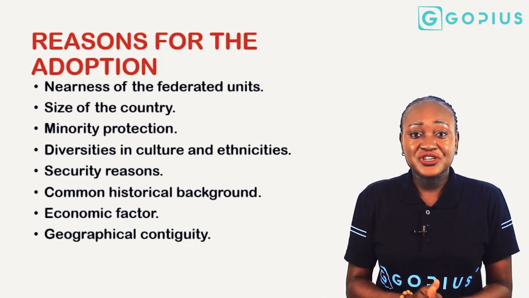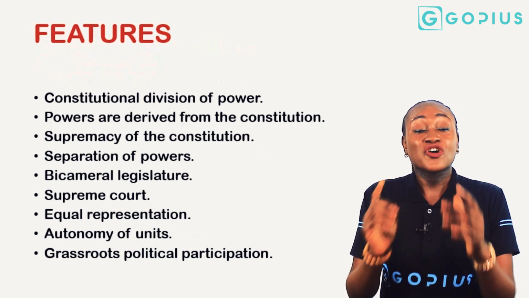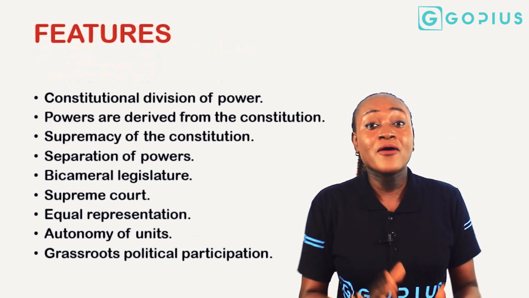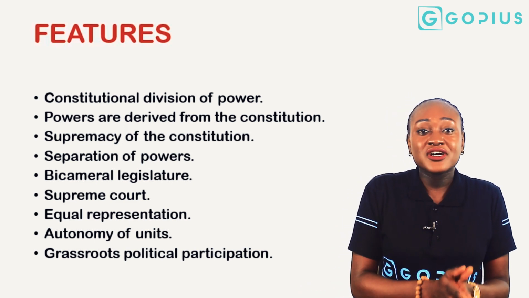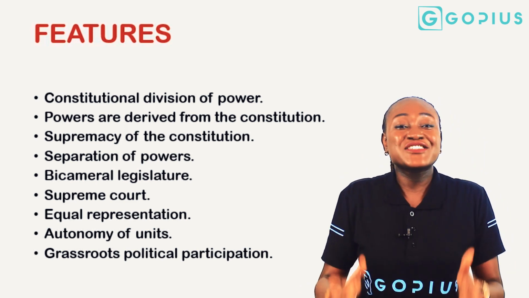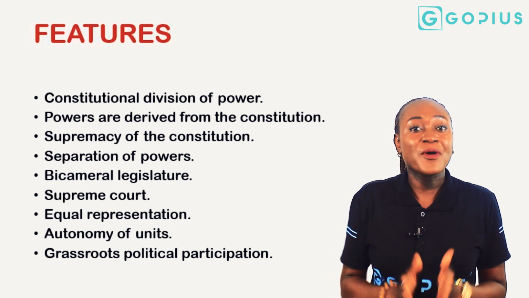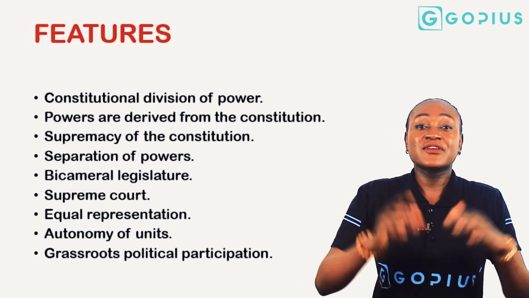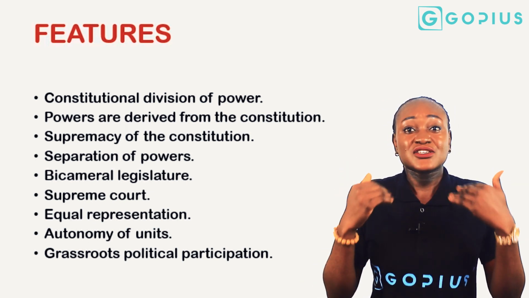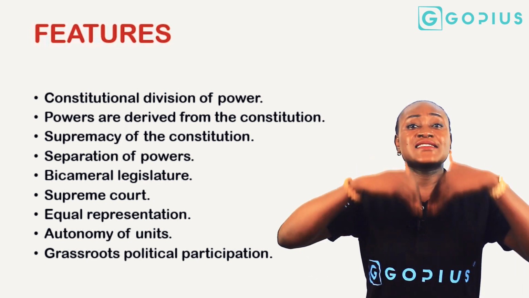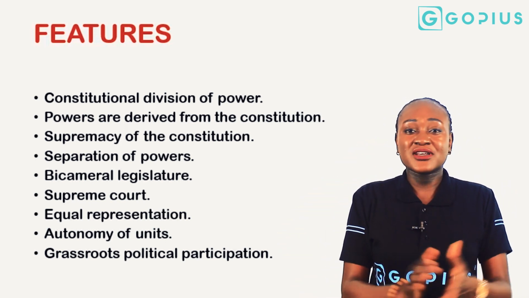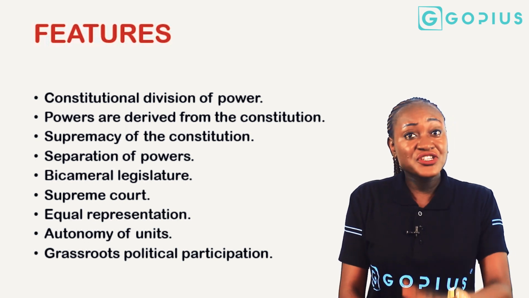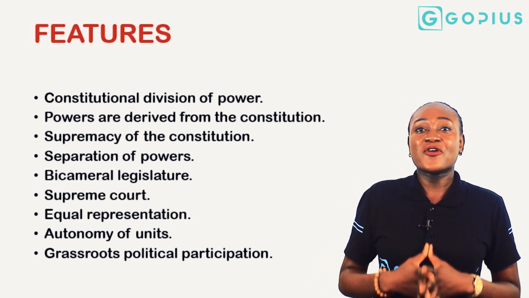Now, what are the features of this governance? Constitutional division of power. Power is separated, we had said that. Powers are derived from the Constitution. The Constitution is the supreme law in the country. Powers are separated. We have the bicameral legislature, the Supreme Court, equal representation, autonomy of units, and grassroots political participation. These are the features of this system of government.